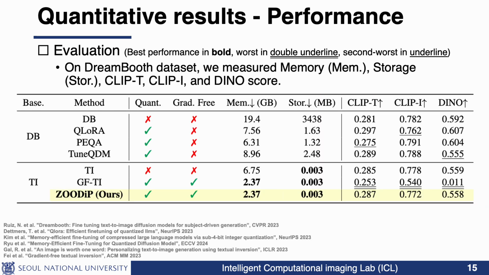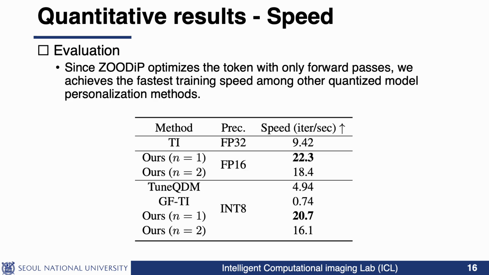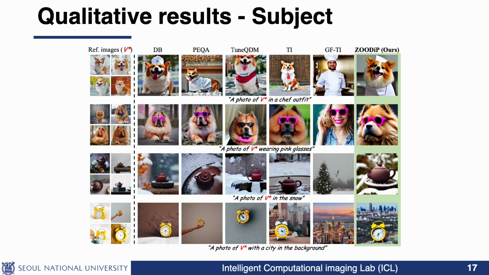To evaluate the personalization performance of ZOODiP, we conducted quantitative comparisons with several existing fine-tuning methods for quantized models, including QLoRA, PEQA, TuneQDM, and gradient-free textual inversion. The results show that ZOODiP achieves comparable performance in both image and text alignment, while maintaining the lowest memory consumption among all methods. Additionally, since ZOODiP performs personalization using only forward passes, it demonstrates the fastest training speed among all compared methods.